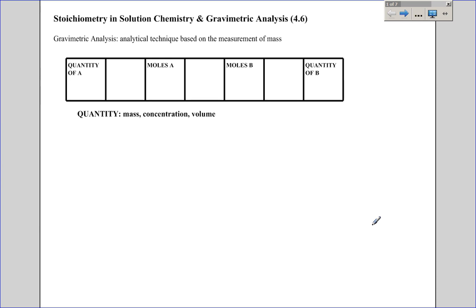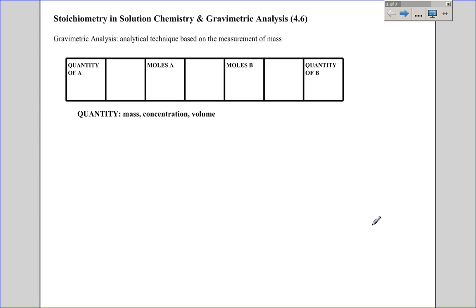In this lesson, we'll examine stoichiometry and solution chemistry, gravimetric analysis, and titrations. Gravimetric analysis is simply an analytical technique that's based on the measurement of mass. So it's an experimental technique. And what's going to be important that you know in order to do gravimetric analysis are your solubility rules.